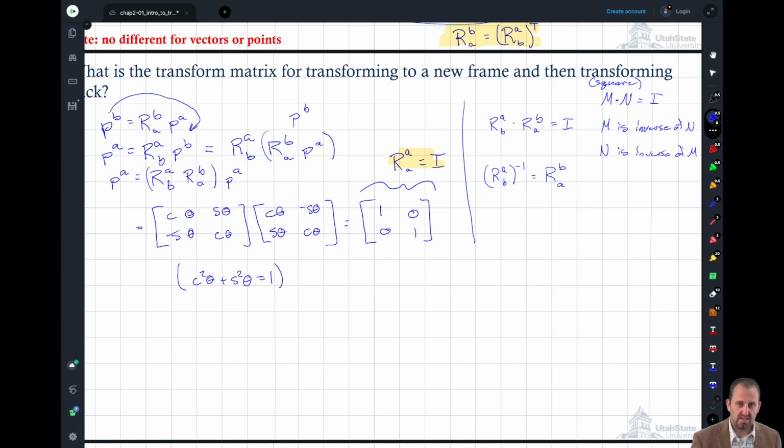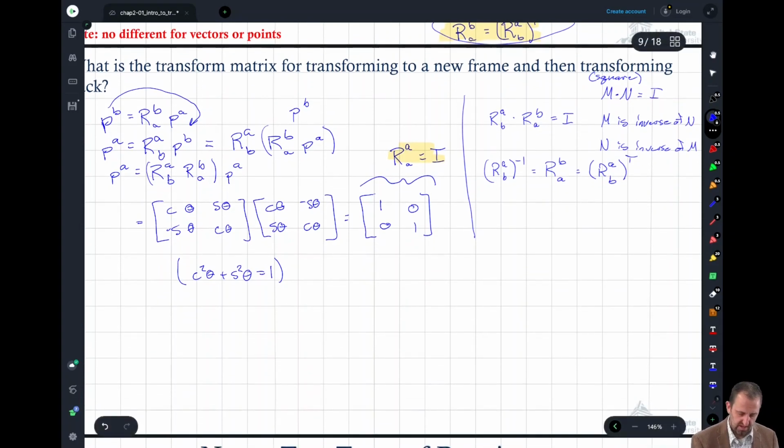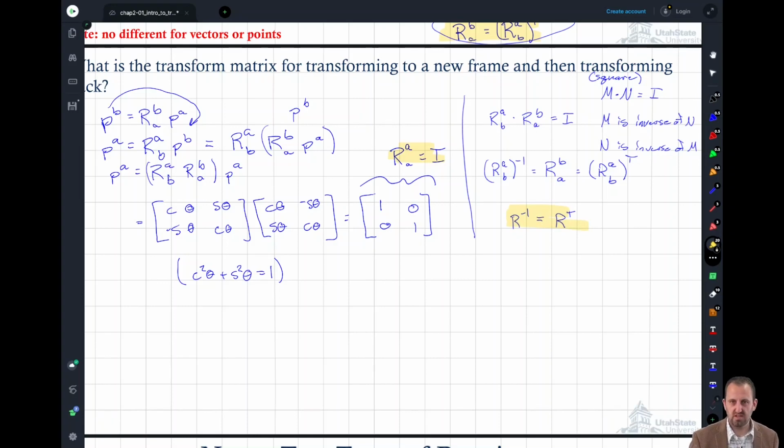And we already talked about the fact that this was equal to the transpose of RBA. So we already talked about that this is equal to its transpose. So that's a really cool property then, that the inverse of a rotation matrix is equal to its transpose. Makes taking inverses really easy. So we can just transpose the rotation matrix and we get its inverse.